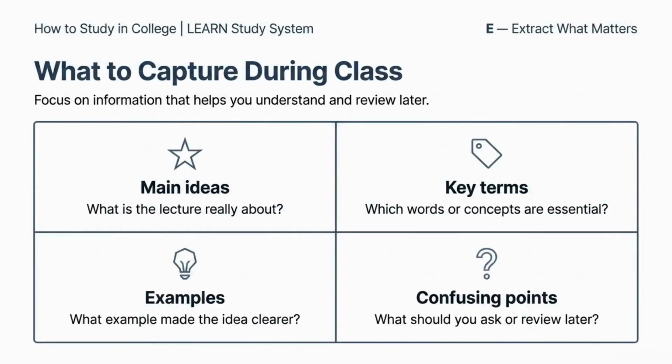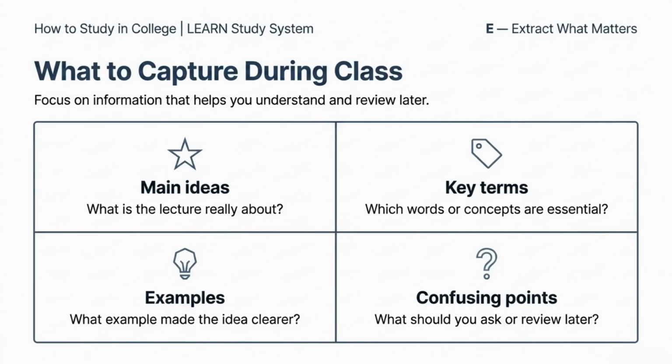During class, you do not need to write down every word. In fact, trying to write everything can make it harder to think about what matters. Instead, focus on a few high-value categories. Capture the main ideas. Write down key terms. Add examples that make the topic clearer. And mark confusing points so you know what to review later.